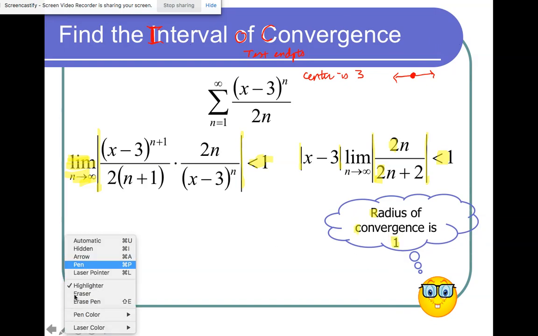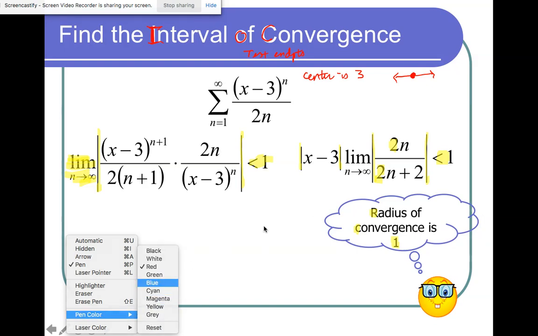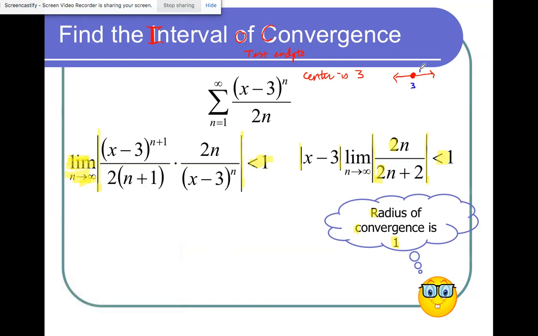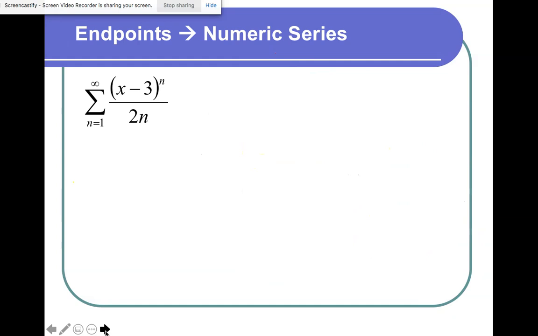So that means that from the center 3, I can go right 1 and left 1 and create an open interval of convergence, right? What would that be? That open interval would be 2 to 4. Now to find the interval, I have to decide whether 2 and 4 make individual convergent or divergent series. So the endpoints means you're going to test numeric series. So replace x with 2.